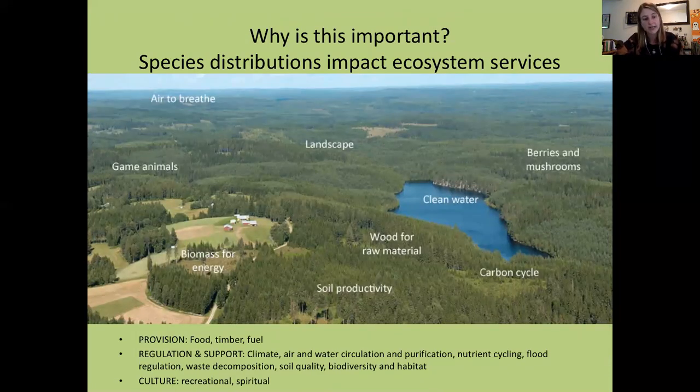So in a broader extent, species distributions can have a pretty strong impact on ecosystem services. And some ecosystem services include provision, which are things like food, timber, and fuel, and then regulation and support. These are really important to the whole globe. The climate the forest can control, air and water purification, nutrient cycling, flood regulation through erosion barriers, decomposition, biodiversity, and all of these ecosystems do this for free. And we are decreasing the amount of services that they can provide as we decrease forest cover.